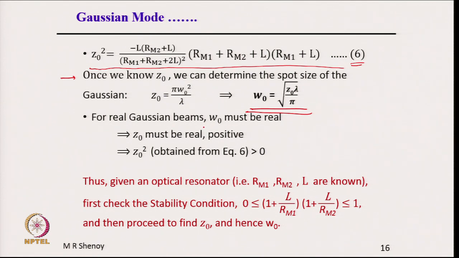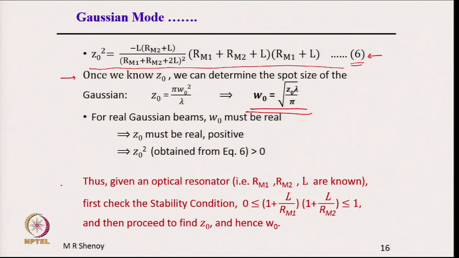For real Gaussian beams, W naught must be real, which means Z naught must be real and positive here, because square root of Z naught square is the term. Therefore, Z naught square obtained from equation 6 above must be greater than 0. So, in this expression, when you substitute the radius of curvature of mirror 1, mirror 2 and L, you must get Z naught square as positive.